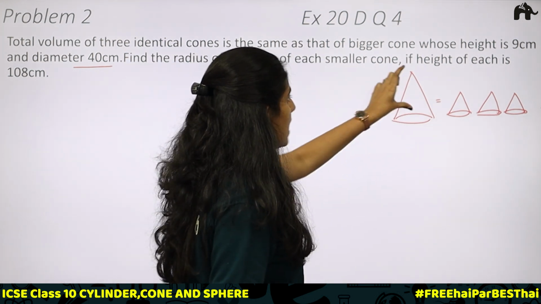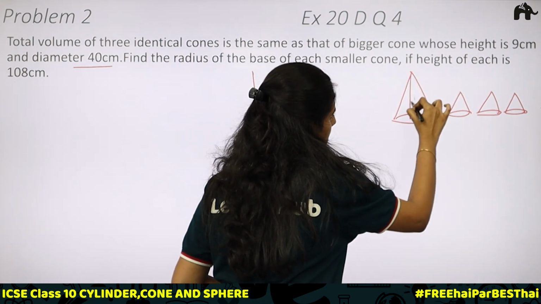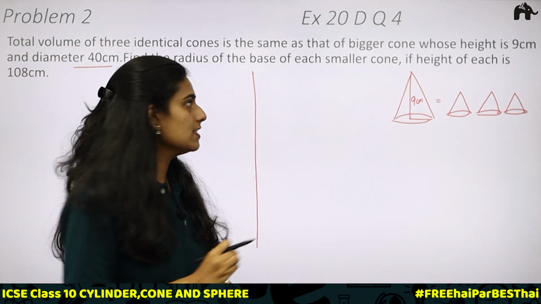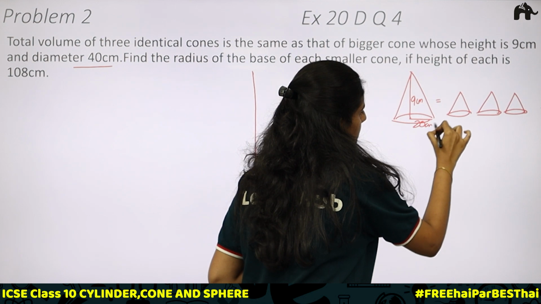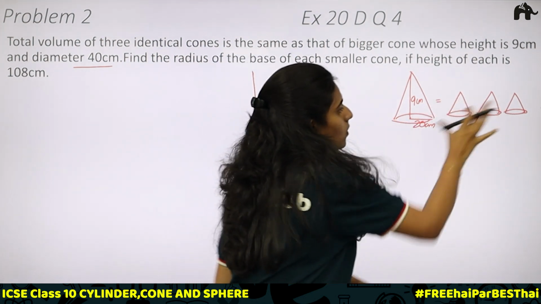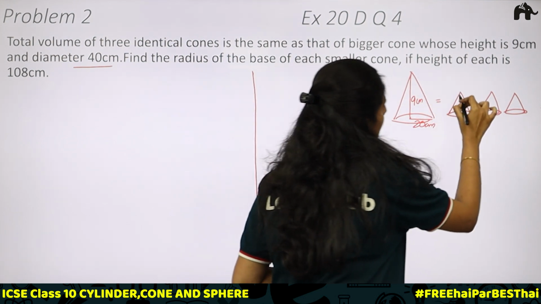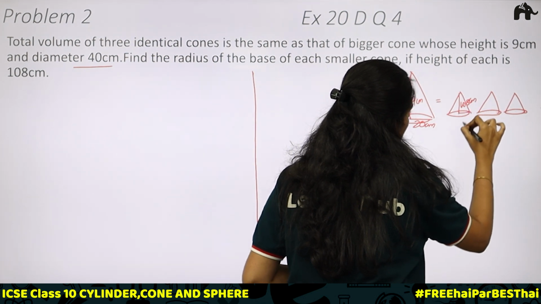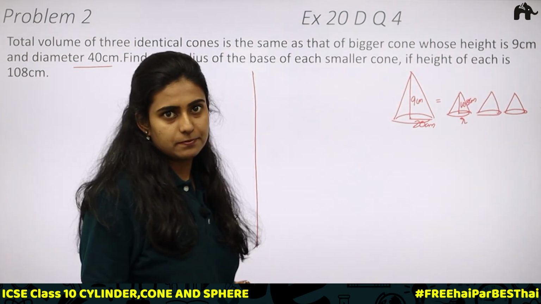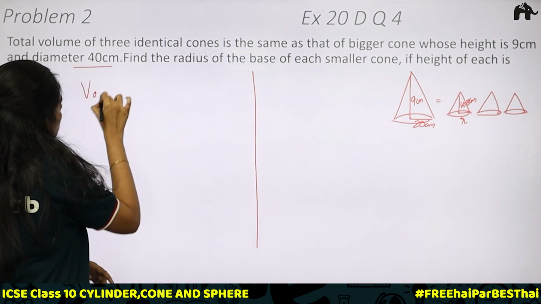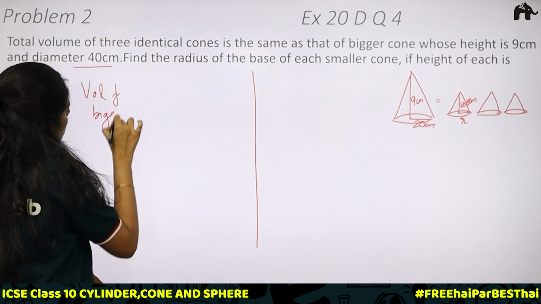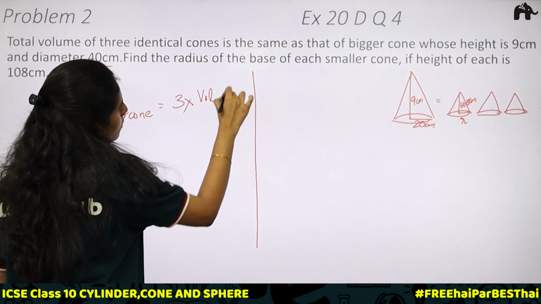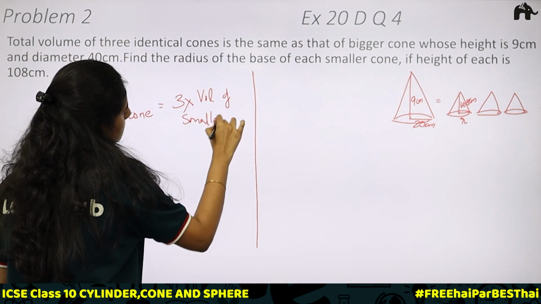Given that the bigger cone has a height of 9 cm and diameter is 40 cm. If diameter is equal to 40 cm, then radius is 20 cm. What about the smaller cones? There are 3 smaller cones and each cone has a height of 108 cm. We need to find the radius of the base. We have volume of bigger cone is equal to 3 into volume of smaller cone.